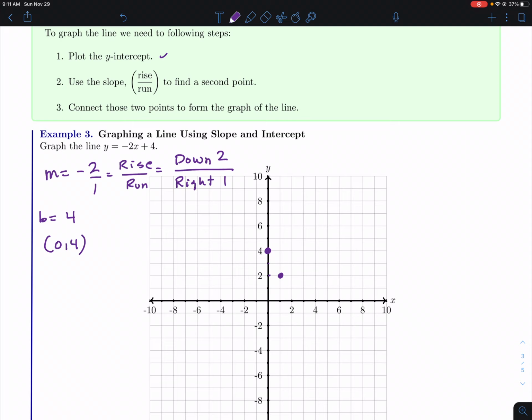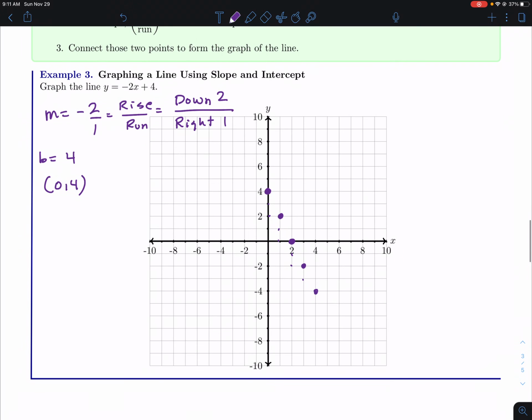If you don't feel comfortable plotting a line with just 2 points, you could keep doing this over and over. At this point, down 2 over 1, down 2 over 1. I could do this a bunch of times to get a lot of points. But the cool thing with a line is you only need 2 points to graph it. I should have used a ruler because that's ugly. But then you could connect those dots together and that would give us the graph of the line. All right, does that make sense?